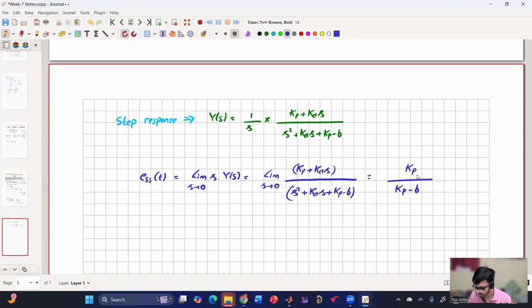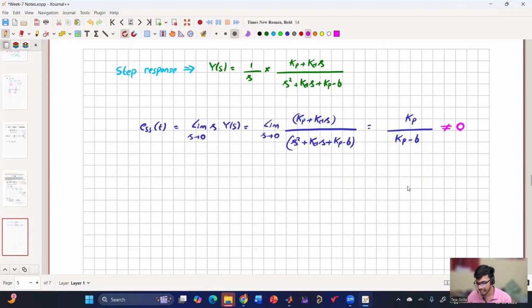No, sir. The system cannot achieve a zero steady state error. Yes, very good, because it is Kp by Kp minus B and Kp is a positive number greater than B, so it can never become 0. However, I can increase the Kp. If I consider Kp to be very, very high, then I can get the steady state to be closer to 1, but it can never be 0. So in this case, I can say that zero steady state error is not possible.